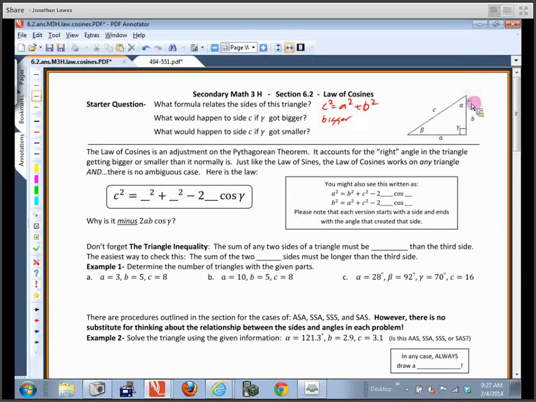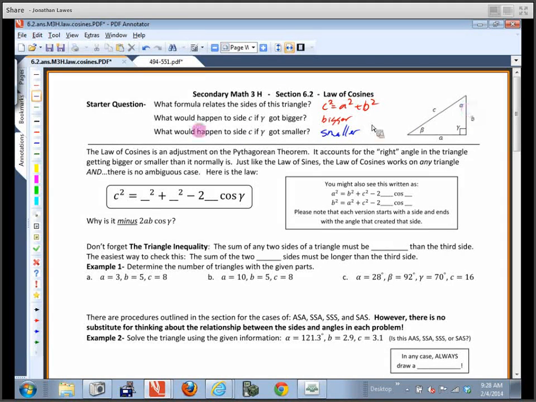And what would happen if I made gamma a little bit smaller? So I shrunk that down just a little bit. So it wasn't a 90-degree angle, it was a little bit smaller. Okay, it would get smaller, right? Okay, so side C would get smaller based on the size of how big that right angle, in quotes, is supposed to be.